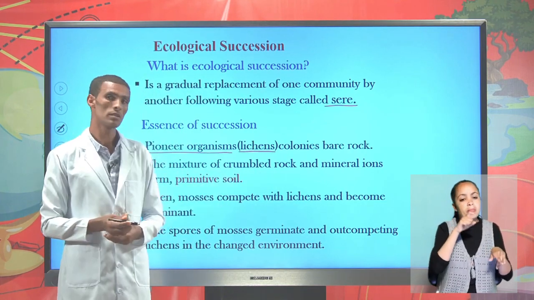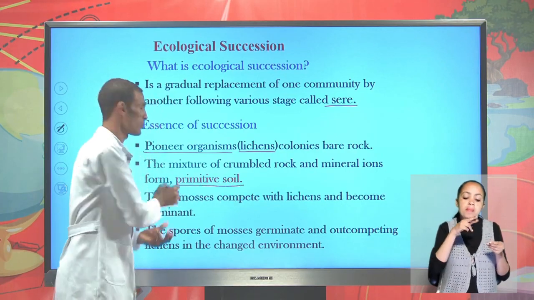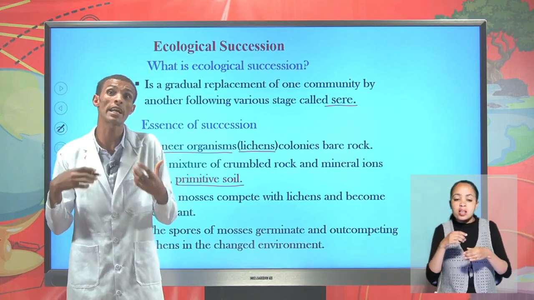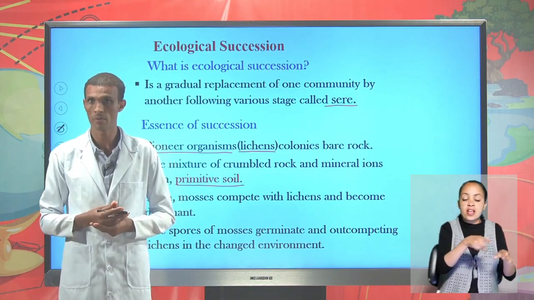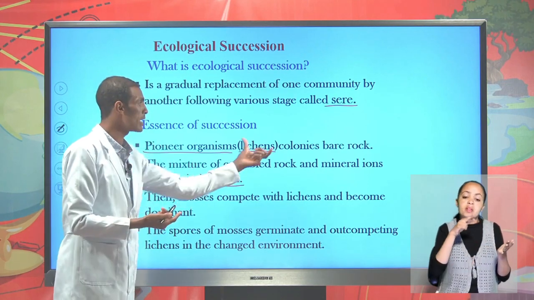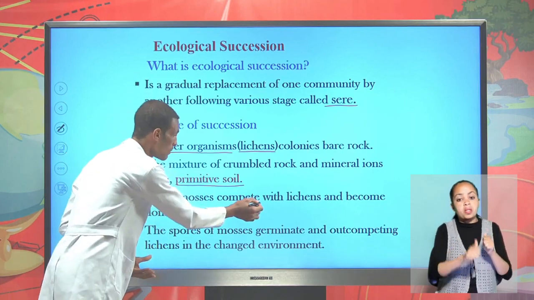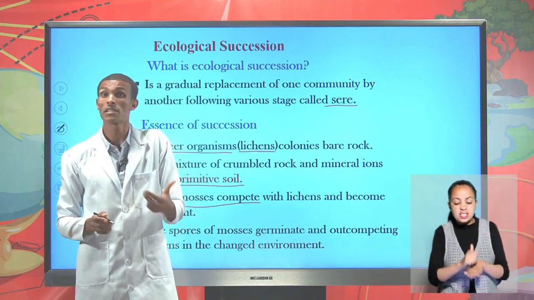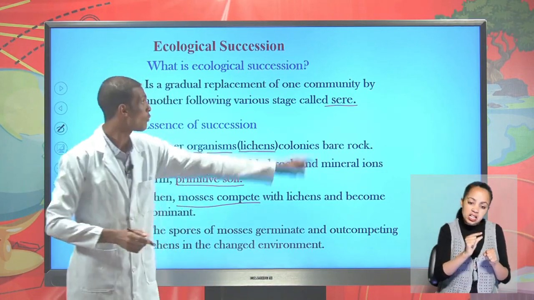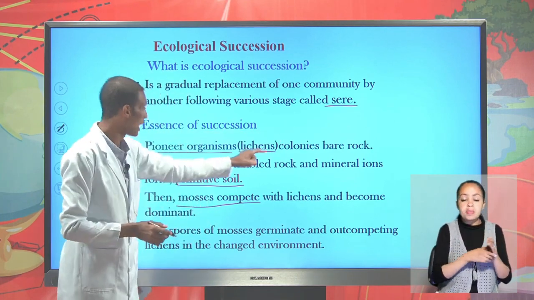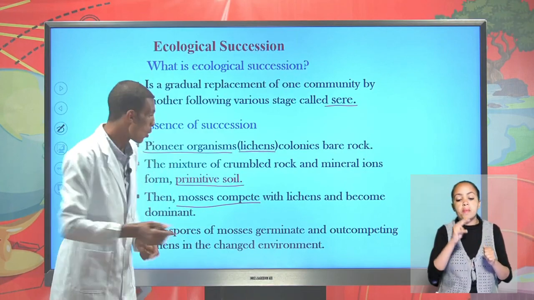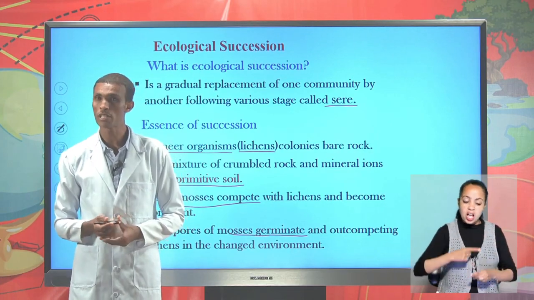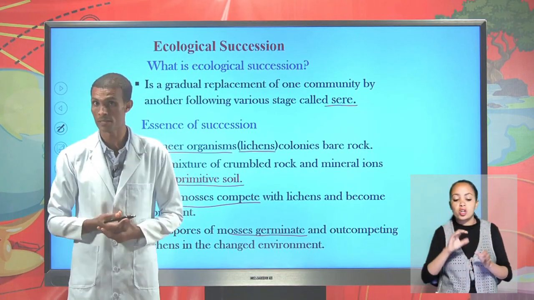Here, primitive soil formation takes place. When one community is replaced by another, it creates favorable conditions for the next communities that will invade the area. The pioneer community, including lichens, is outcompeted by another community, which is moss. Moss germinates there and changes the physical environment of the area, making it suitable for another community to invade.